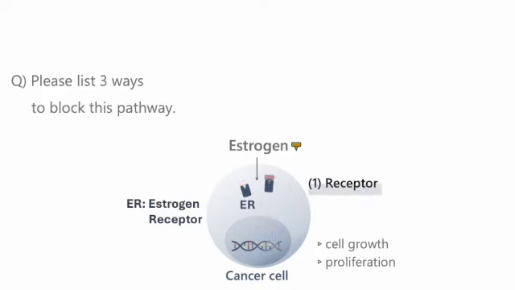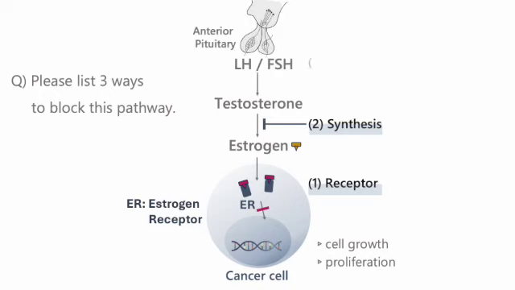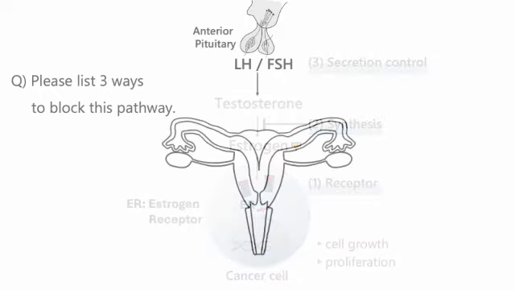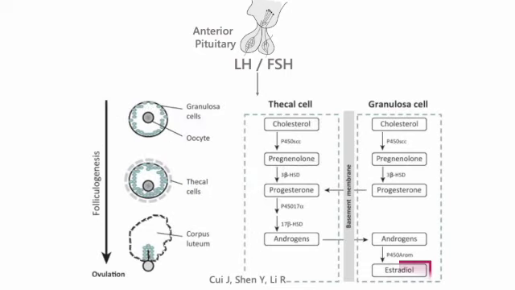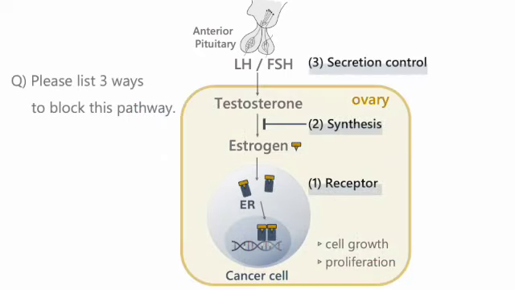The first method is to block the receptors. The second method is to inhibit the synthesis of estrogen. The third method is to inhibit the secretion of estrogen. Estrogen is produced in the ovaries. By controlling the commands from upstream, we suppress the secretion of estrogen.